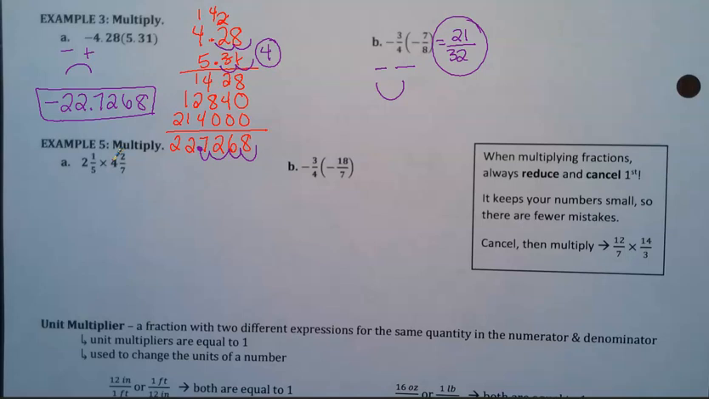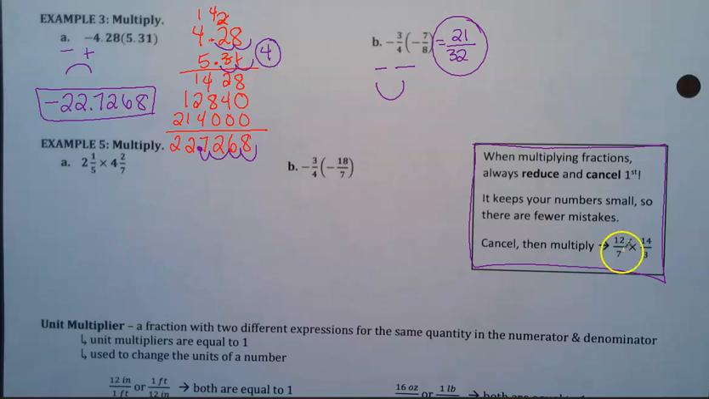We have some mixed numbers here, and then B, we have rational numbers. We've got this lovely box. When multiplying fractions, always reduce and cancel first. That's going to keep your numbers small, so there are fewer mistakes. So in this example, it says cancel, then multiply.